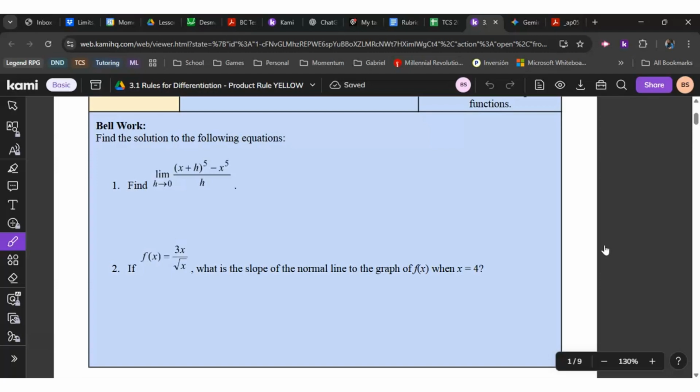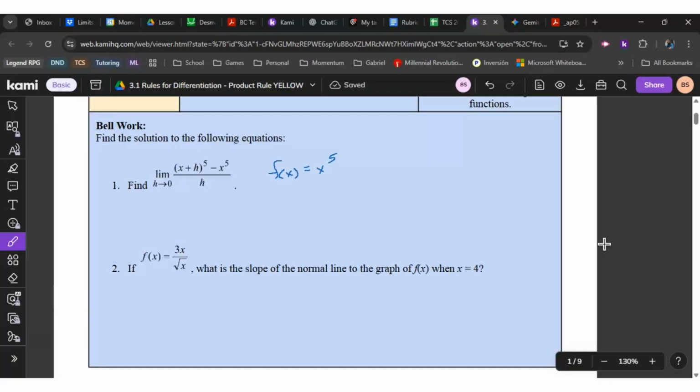All right, guys, if you look at that, what is that? The limit as h approaches 0 of f of x plus h minus f of x over h. What is f of x? X to the power of 5. So Nacho, what you did is not wrong, but it's way harder.